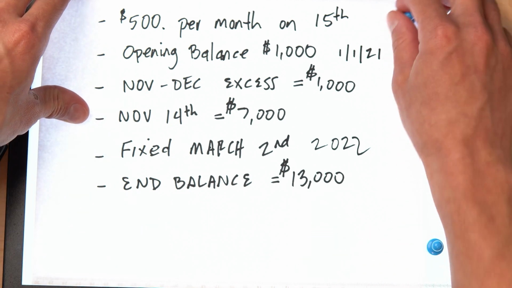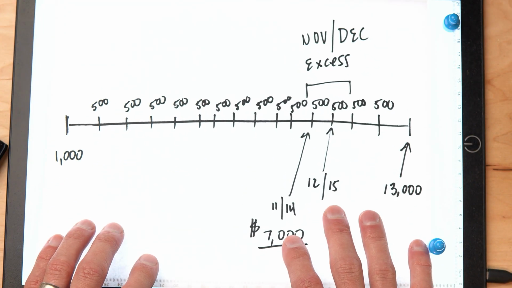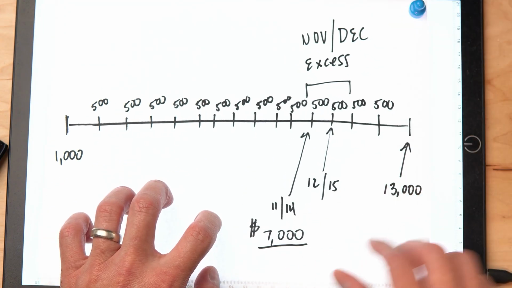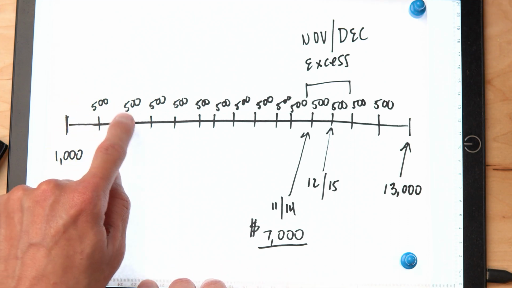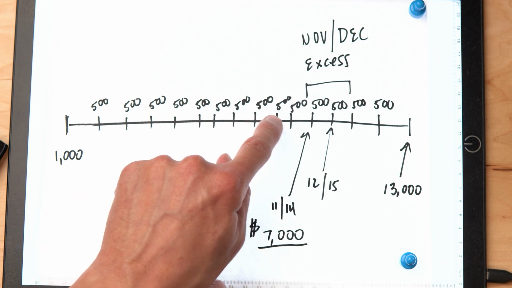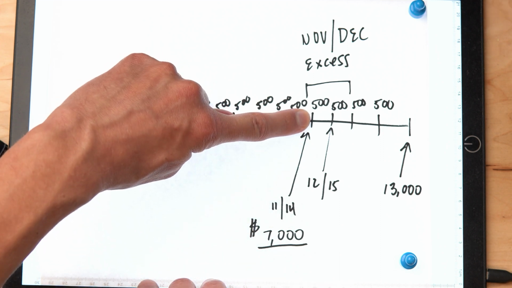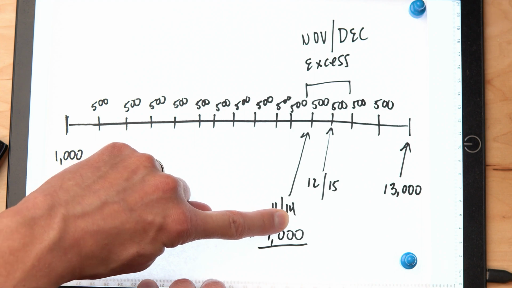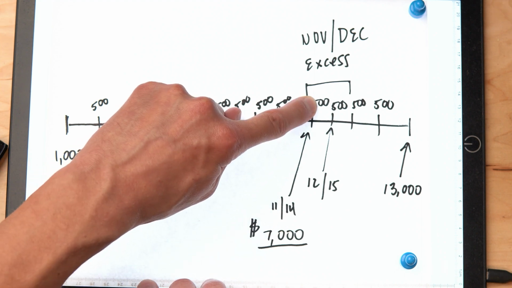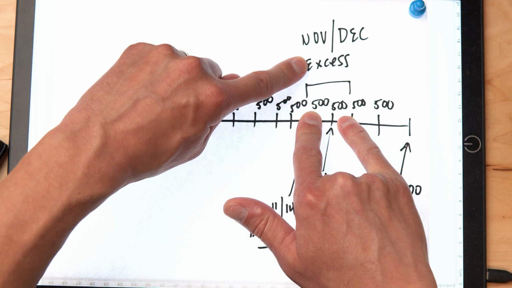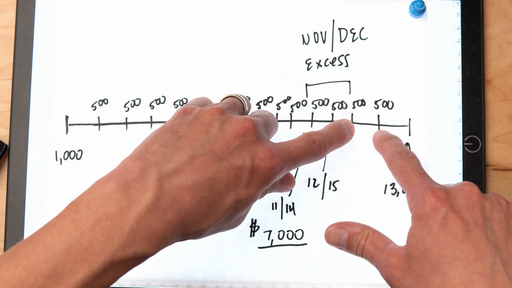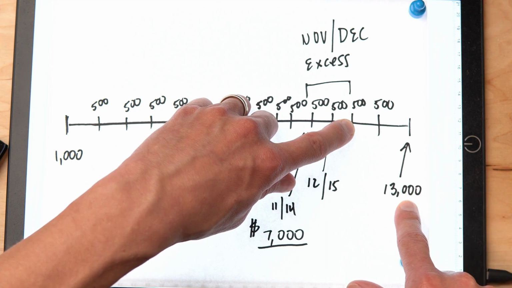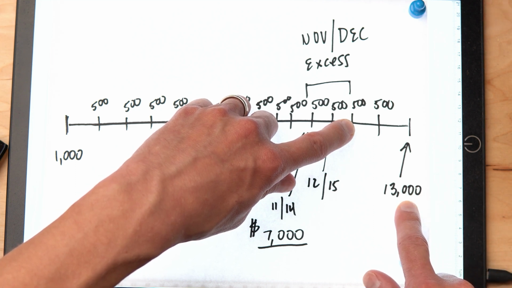So before we go to the worksheet, let me go ahead and pull this up in a little bit different way of looking at it. And I tried to draw out a timeline here, so hopefully this makes sense. We started with $1,000. We make January, February, March, April, May, June, July, August, September, October, and November. So our November 14th balance was $7,000. Then we're going to make our 500. These two were in excess. And then we have January and February of 2022. Our balance right before we're going to fix this is $13,000.